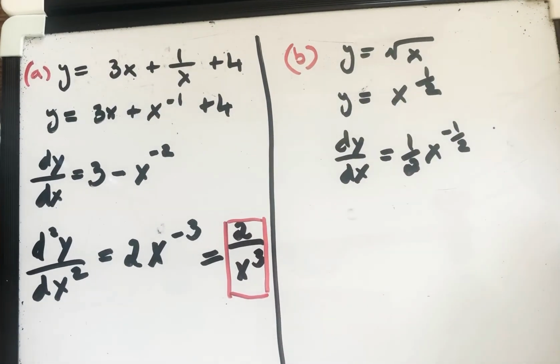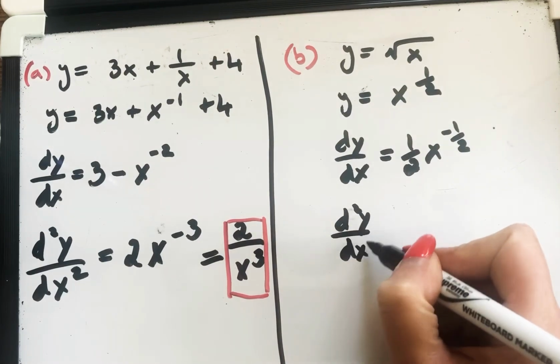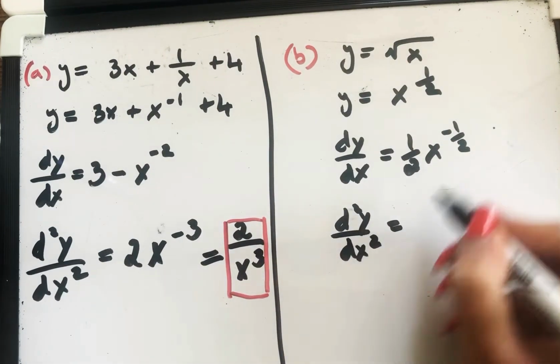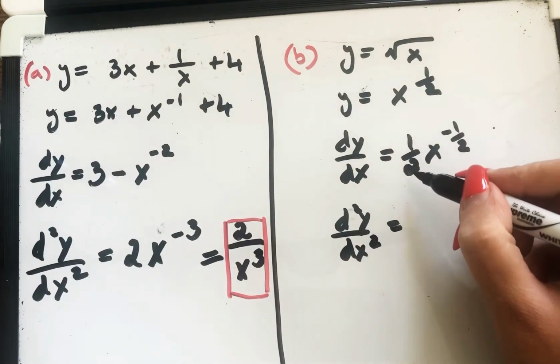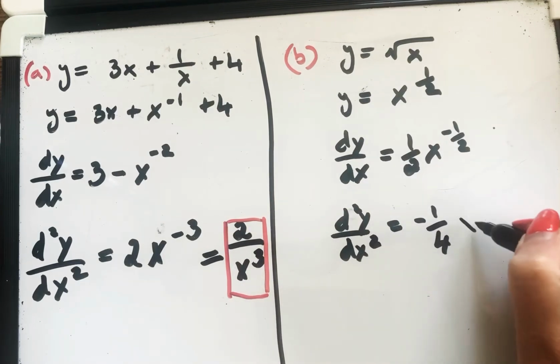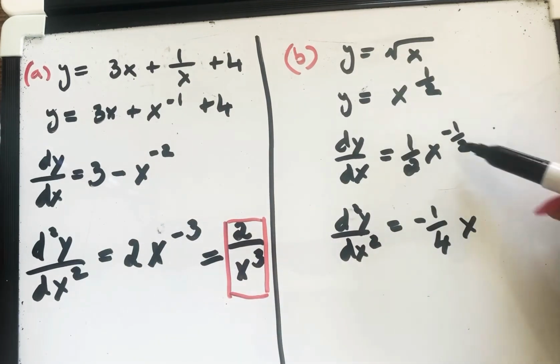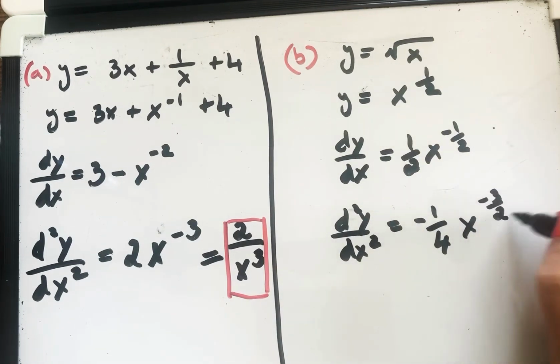So let's find our second derivative, represented by d squared y over dx squared. Let's bring our negative a half down in front. And of course, negative a half times a half is negative 1/4. So be careful with that. There's our x, and we reduce our power by 1, so now we're down at negative 3 over 2.